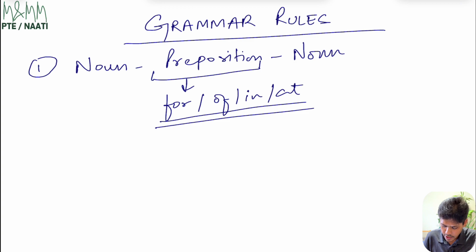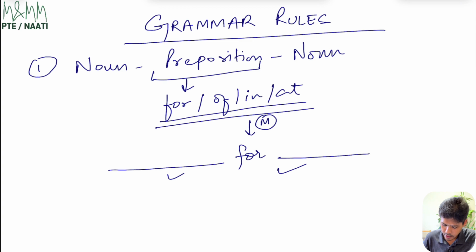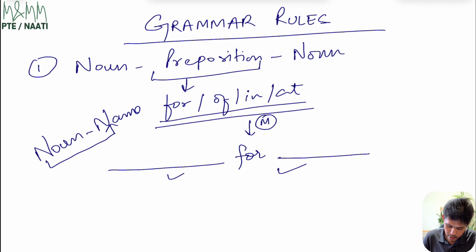Now let's say there is a preposition in the middle. For example, I have "for" over here in the middle. I'll just put M. M means middle, okay? And then I have something over here and something over here. If one of these blanks is a noun, what is a noun? The simplest way to understand noun is name, okay? Just try to remember N, N, name. That is the simplest way of keeping what a noun is in your head.